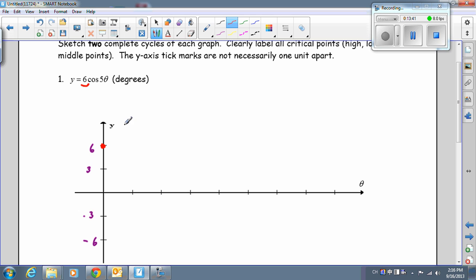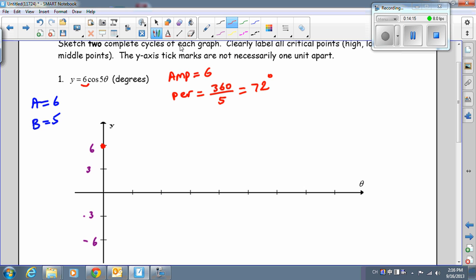The next thing you should analyze is this 5 that is located. So as of right now, we know the amplitude is 6. The 5 that is located in front of the theta will help us identify the period. So I will say the period is equal to, remember, it's 360 over b. b here is 5, so 360 over 5. And 360 divided by 5 should give you 72 degrees. Here I can say a is equal to 6, b is equal to 5.